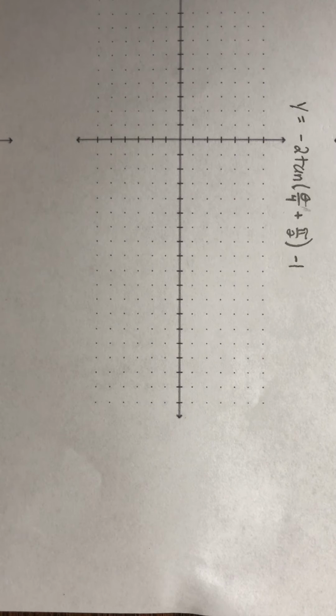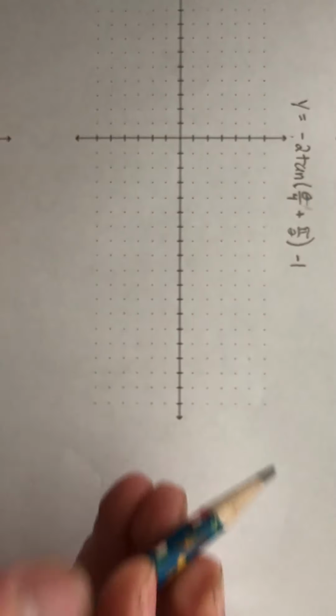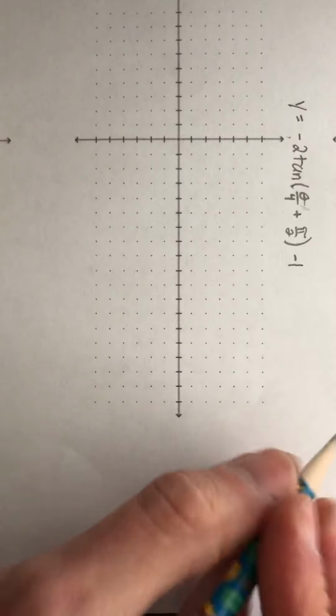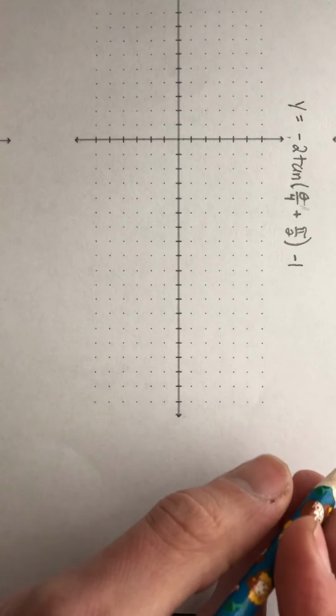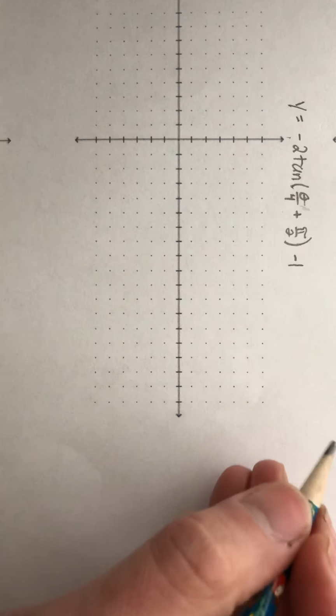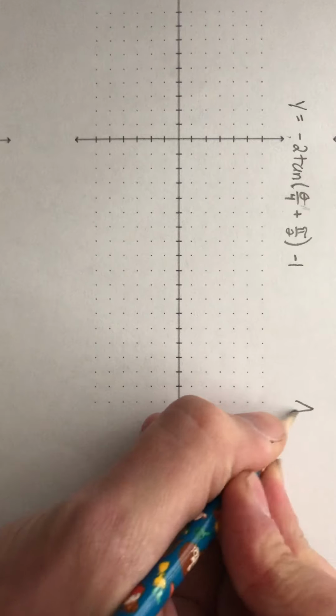Okay, I got one more for you. This one, notice one that we haven't really done is you get a negative amplitude. I want to show you this just to kind of show you what the graph looks like with the negative amplitude. Okay, so again, same thing as always.